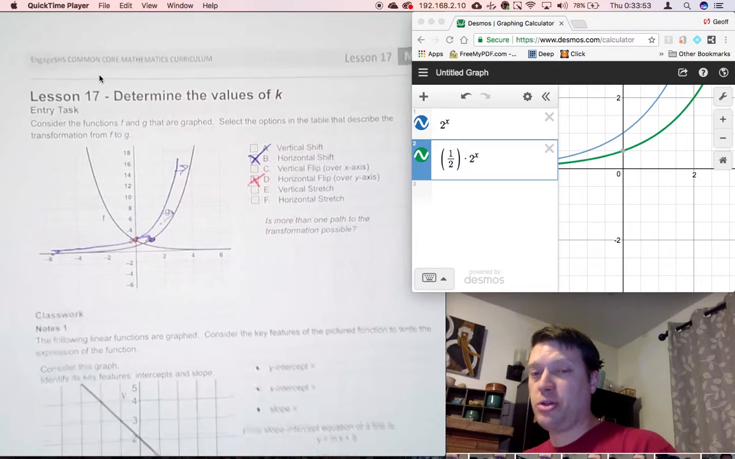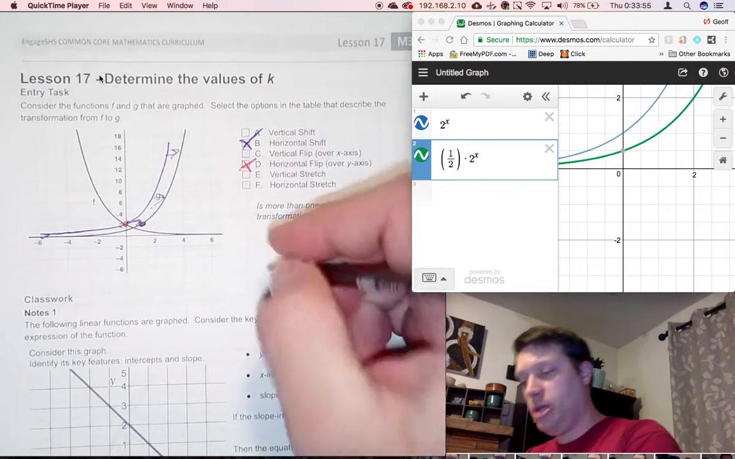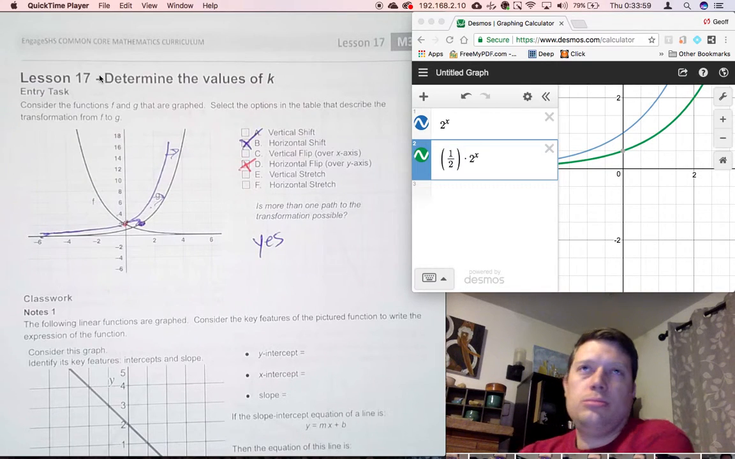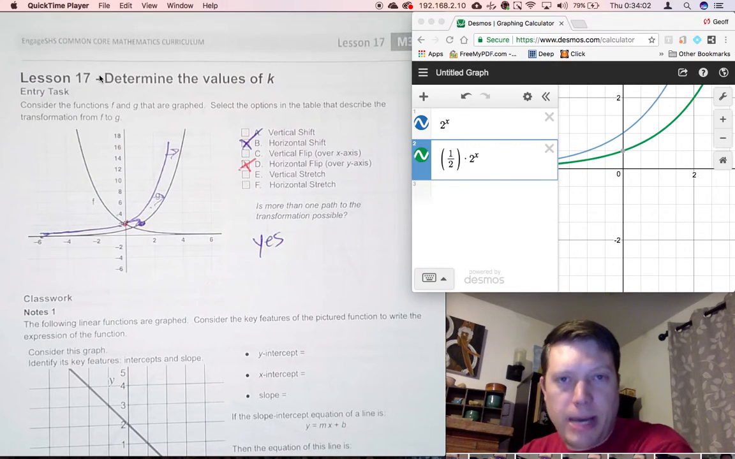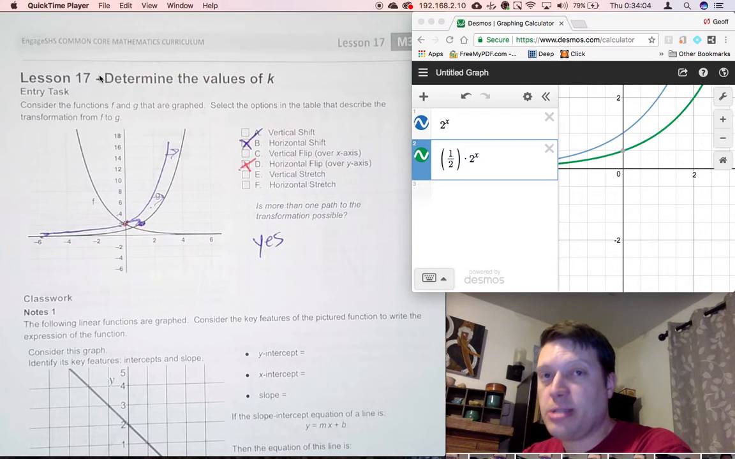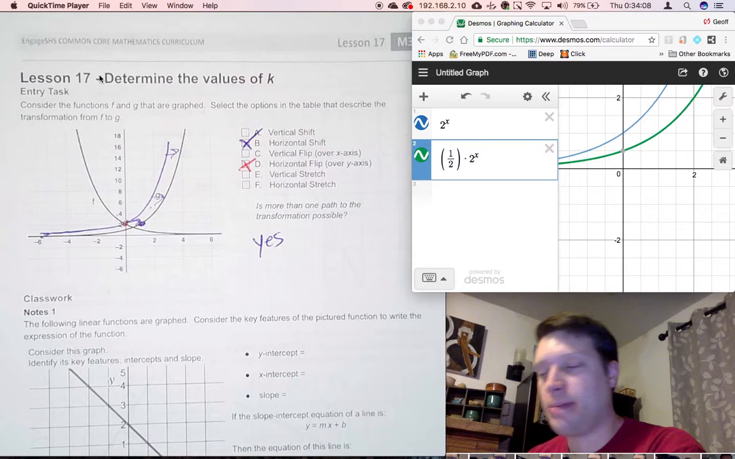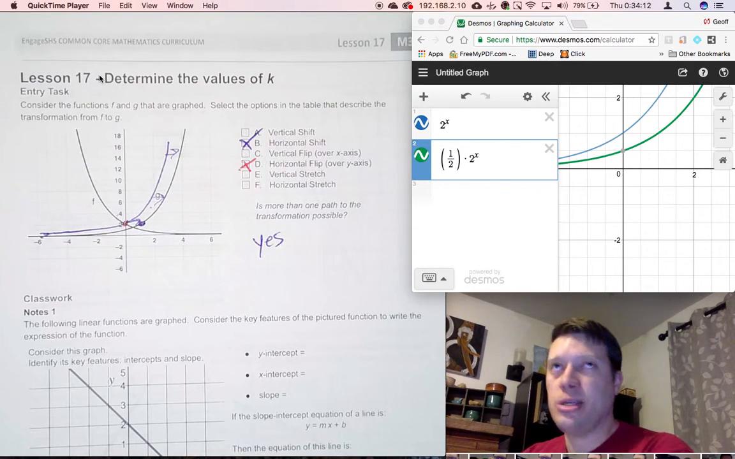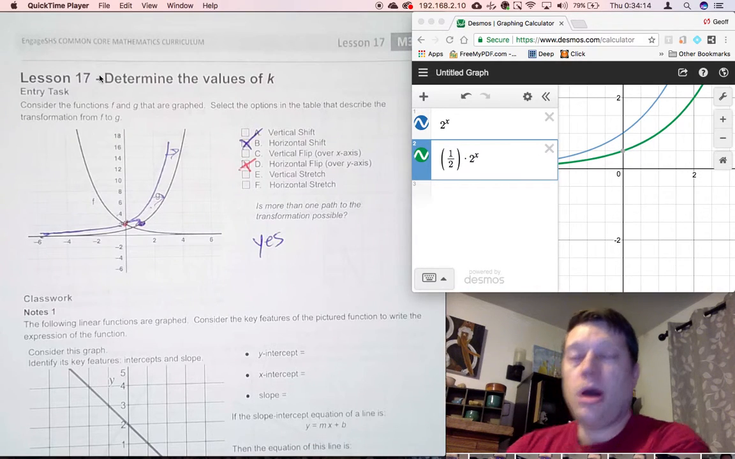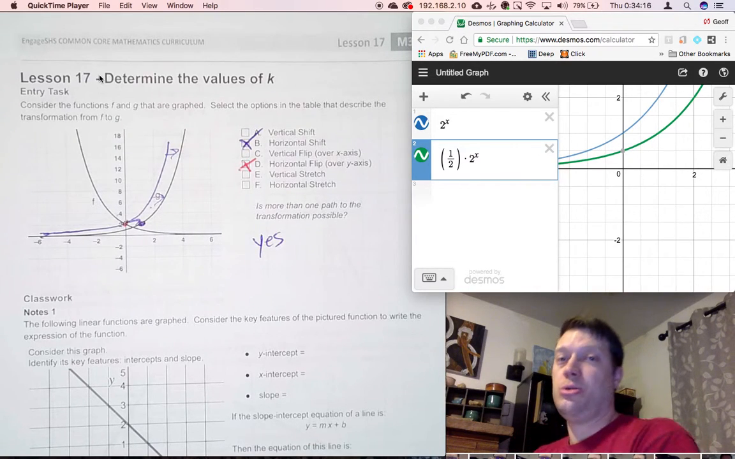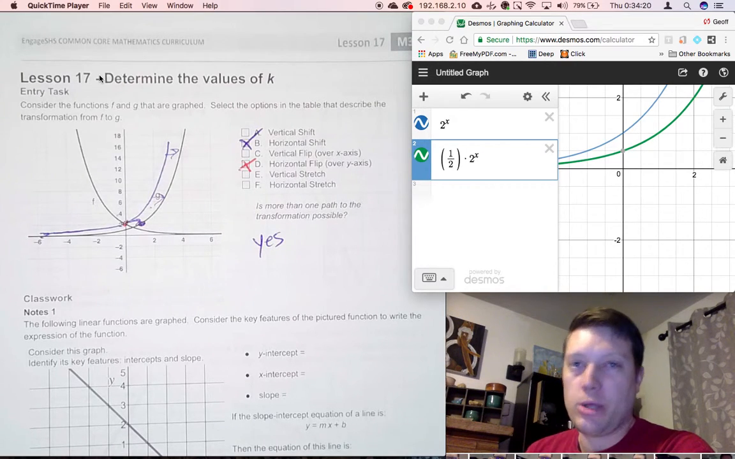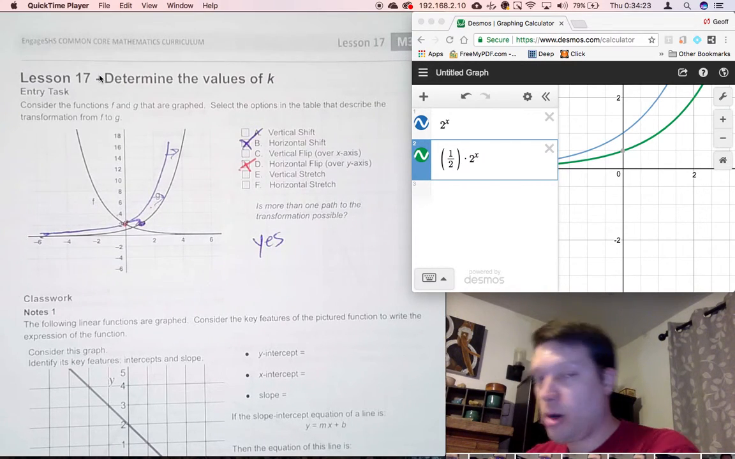Is more than one path for the transformation possible? I'm going to tell you yes, absolutely. Is there a most direct path? Maybe we found it. Maybe there is a second path that's just as direct in that there's only 2 steps. I don't think you can necessarily do this in 1 step, but maybe if you think about it cleverly, you can come up with a way that you could. All right, let's go to the classwork.